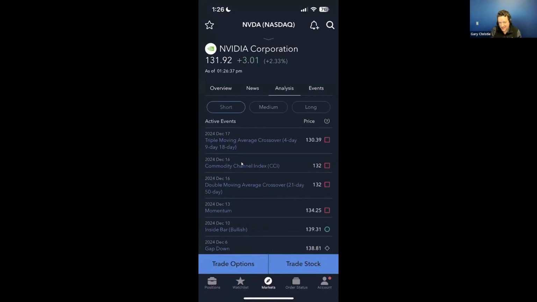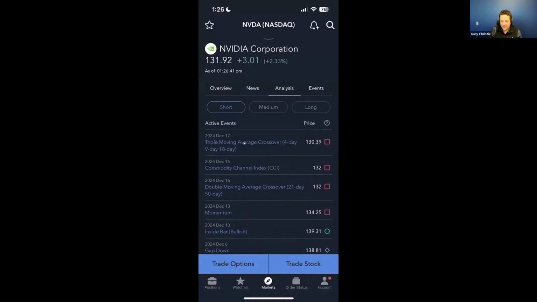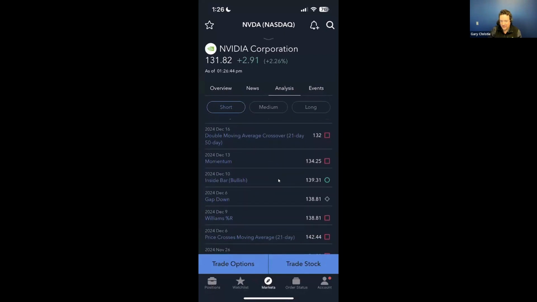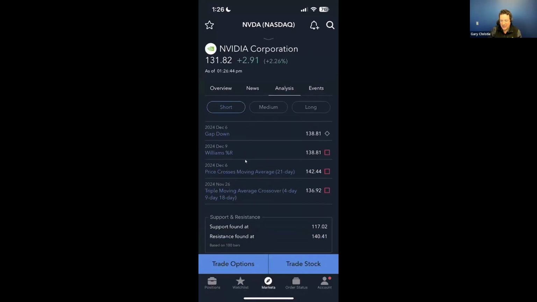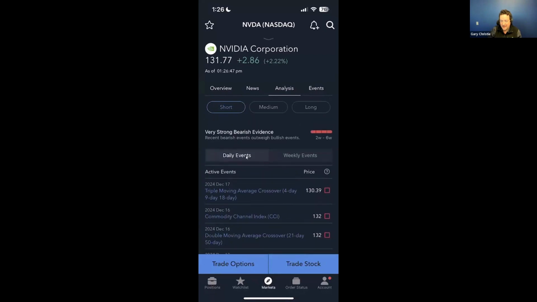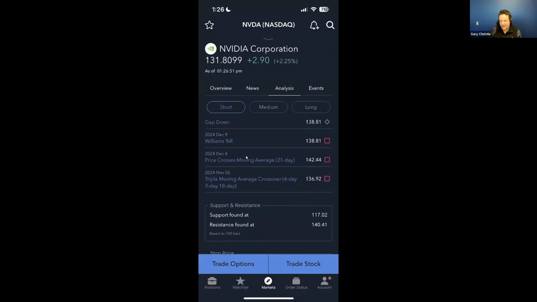So in the short term, we see a lot of red squares. These are technical events that have been confirmed. You can see the date as to when it was confirmed, and we can see a lot of bearish activity, right? One inside bar, but I'm looking for the overall trend. If it's a lot of red, that's my bias, right? Just to keep it in my mind.